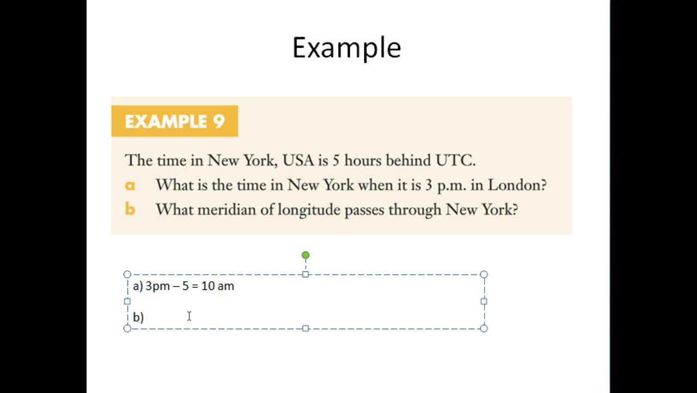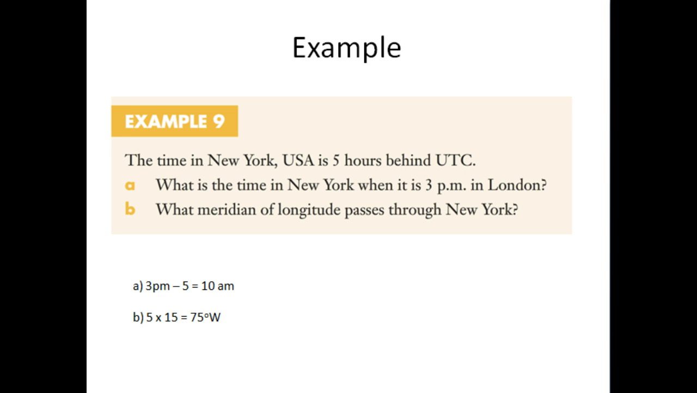Now, what meridian of longitude passes through New York? We know that it's 5 hours behind the UTC, and we know that for every hour the world turns 15 degrees. So we're going to go 5 times 15, which gives us 75 degrees. And it's west of the UTC, so therefore it is 75 degrees west of the UTC. And that's the answer to the second part of that question.